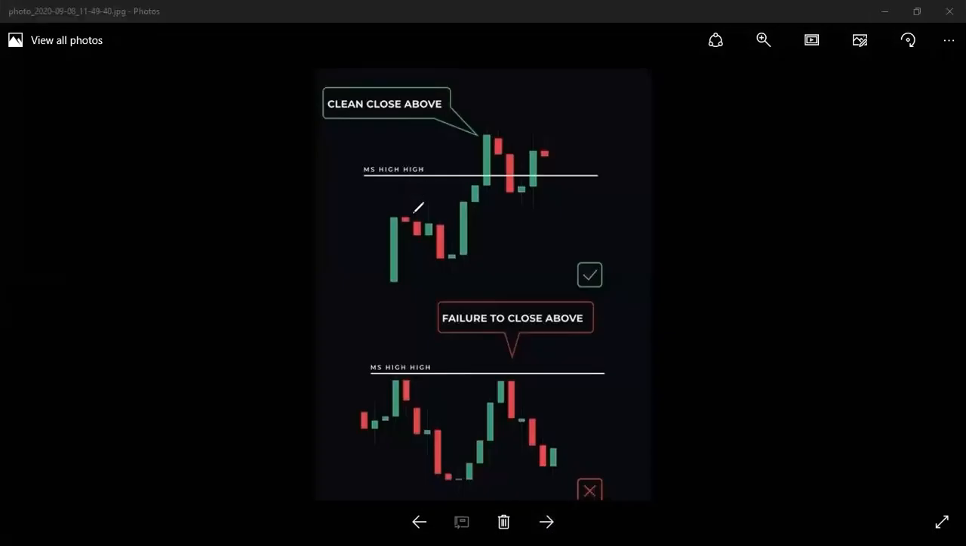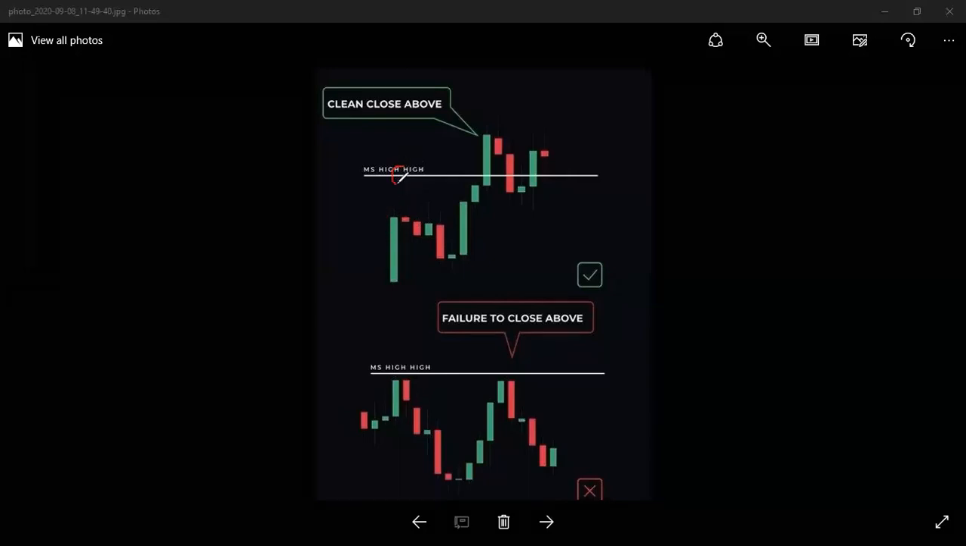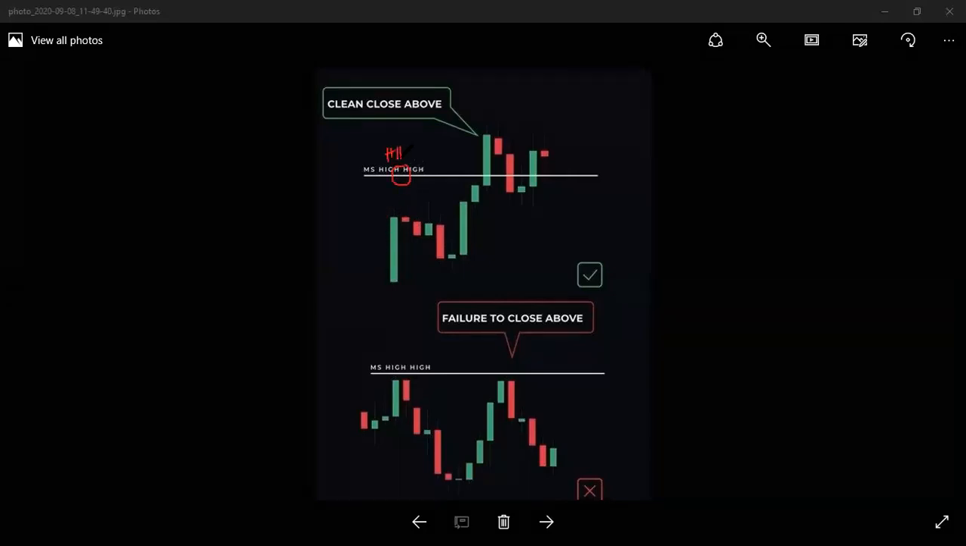So look at this chart here. A higher high, 1, 2, 3. Higher low, 1, 2, 3. And this is what we call a BMS. That's a break in market structure. A break in market structure is when the candle body closes above this high. That's a BMS.